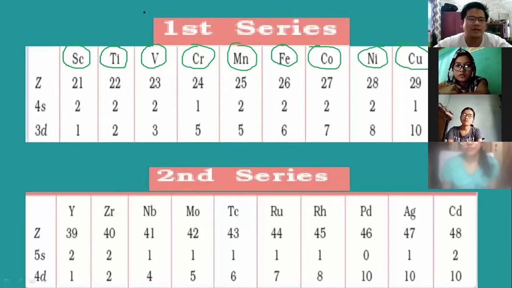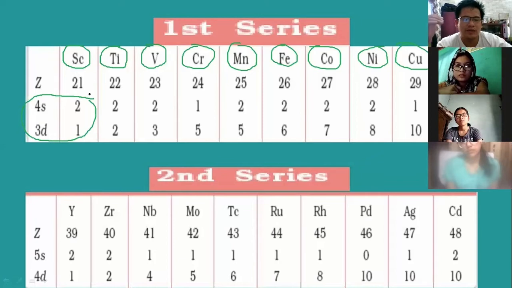After learning by heart the atomic numbers, you have to write the electronic configuration. What is the electronic configuration of scandium? The electronic configuration of scandium is argon 4s2 3d1. How many electrons in the 4s orbital? 2. How many electrons in the d orbital? 1.